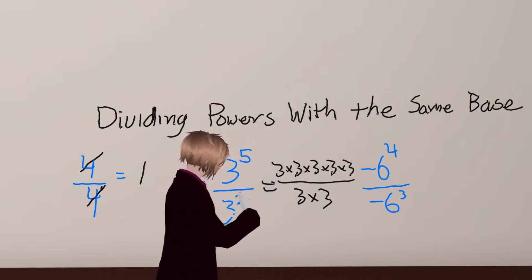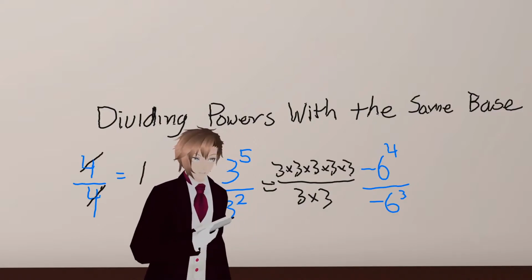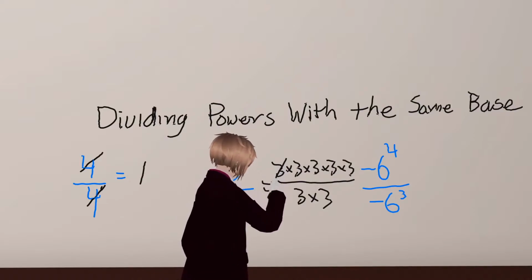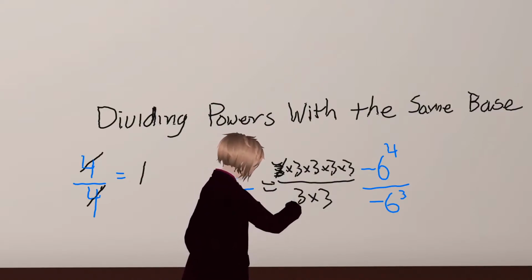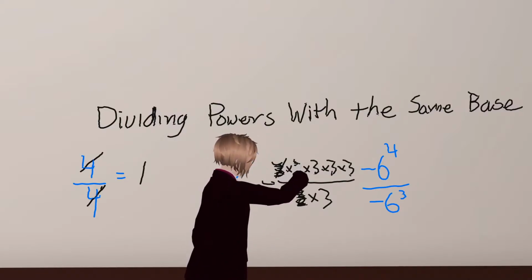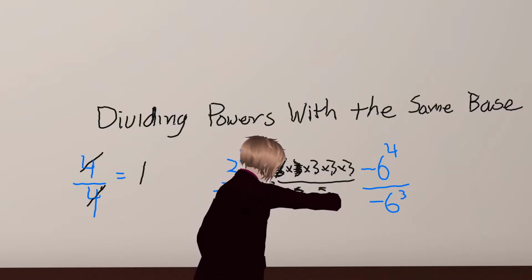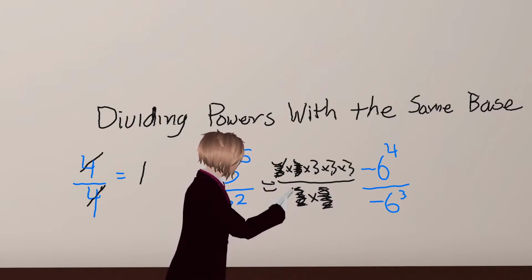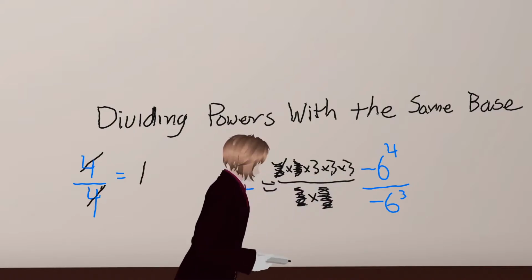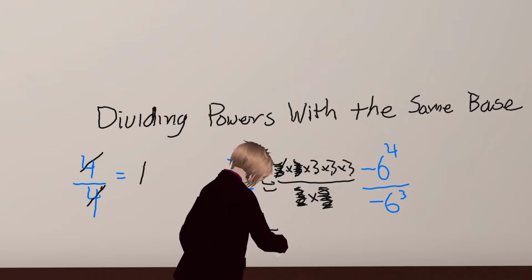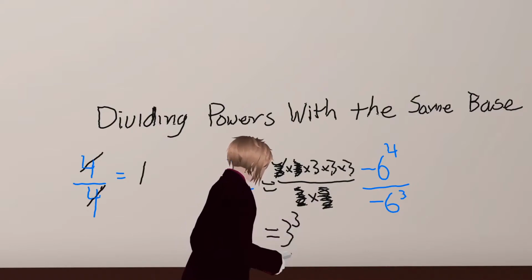So now we have all our 3's on the top and all our 3's on the bottom. Now we can cancel them out. So we have 1 3 on the top, get rid of that one, and we get rid of 1 3 on the bottom. We have 1 3 on the top, and we have 1 3 on the bottom. So now we're left with 3 3's on the top. So this would just be equal to 3 to the power of 3.